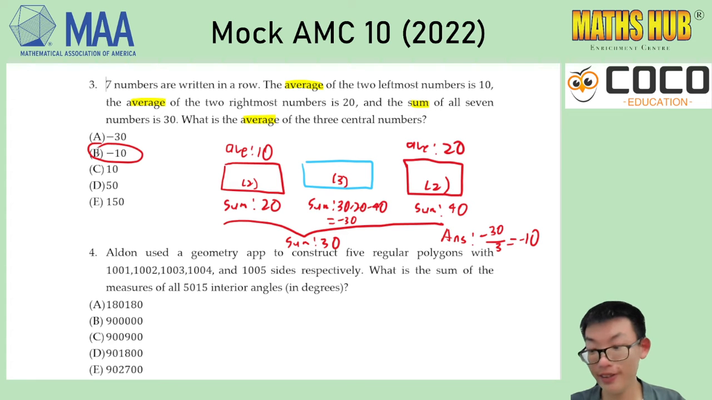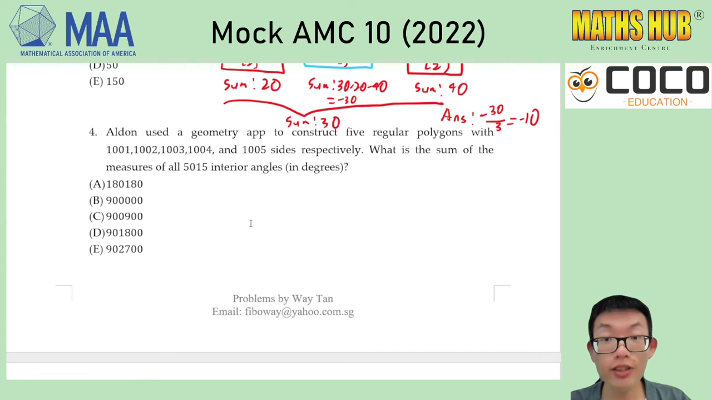Question 4. Eldon used a geometry app to construct 5 regular polygons with 1001, 1002, 1003, 1004, and 1005 sides. What is the sum of the measures of all 5015 interior angles in degrees? Well, clearly, this is not something that we can draw, nor is it something that we need to draw.